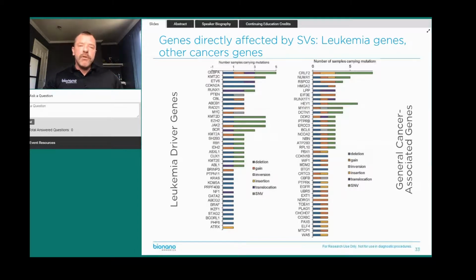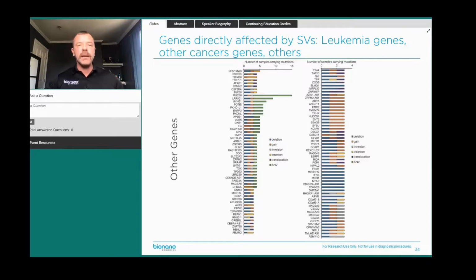Now, in the paper, they show a number of leukemia genes on the left there that were affected by multiple variants in multiple samples. That makes a lot of sense. But they also found a lot of other cancer-associated genes that were not previously linked to leukemia. And on top of that, dozens and dozens of genes that were not previously linked to cancer at all were affected in multiple samples. So there's an enormous potential of discovery here, just out of this single, simple study on 12 leukemia genomes.